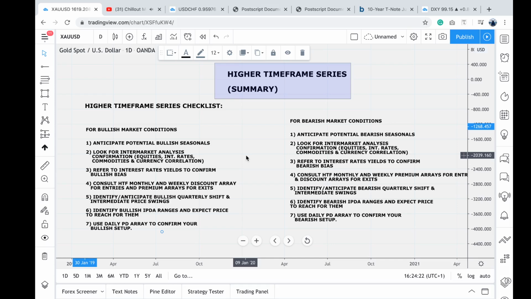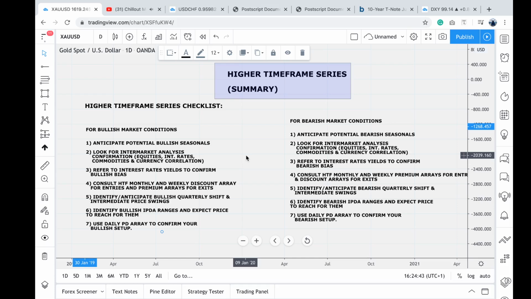So the first thing you've got to ask yourself when looking at seasonals, if you're looking at a bullish market condition, is: is my base pair seasonally most bullish around this period, and is the quote pair seasonally most bearish around this period? Because once you have a situation like that, you're going to see really explosive moves in the marketplace.